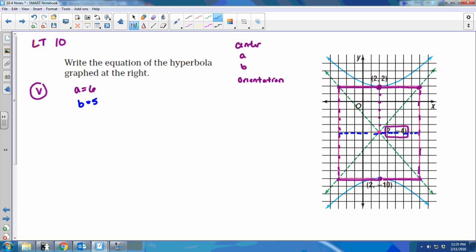All right, so if we're going to write the equation, since it's vertical, y goes first. So again, the center is 2, -4, so that's h, k. So you have y plus 4 squared, x minus 2 squared, and then A squared always goes first. So you have 6 squared, which is 36, and 5 squared, which is 25. Questions about that one?